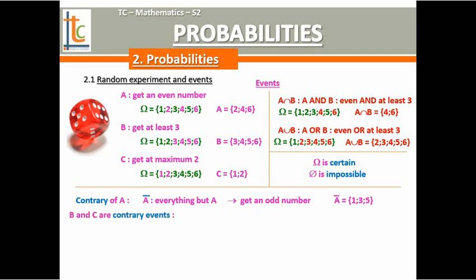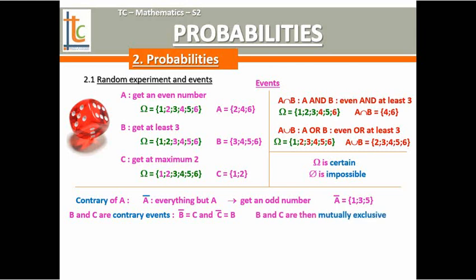B and C are contrary events. Yes, if you have a closer look here, you can see that the event C is all that is not B. And in the other sense as well, of course. B is all that is not C. So B and C are contrary events. B equals C bar and B bar equals C.